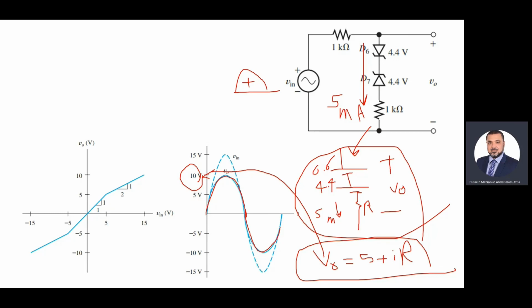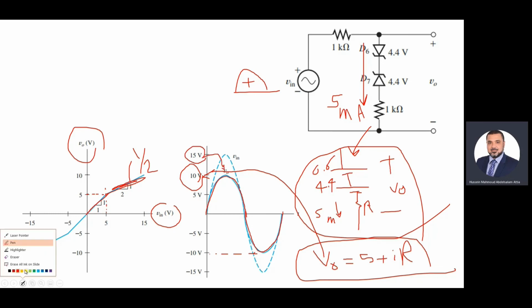In the negative, same. So here we can have this behavior, and the transfer function, V out versus V input, will be as follows. As long as the input is less than 5, V out equals V input, because both diodes will be off. Then you will have a slope of 1/2. The slope here is 1/2 because of the behavior here. When the input is 15, it will give you 10.